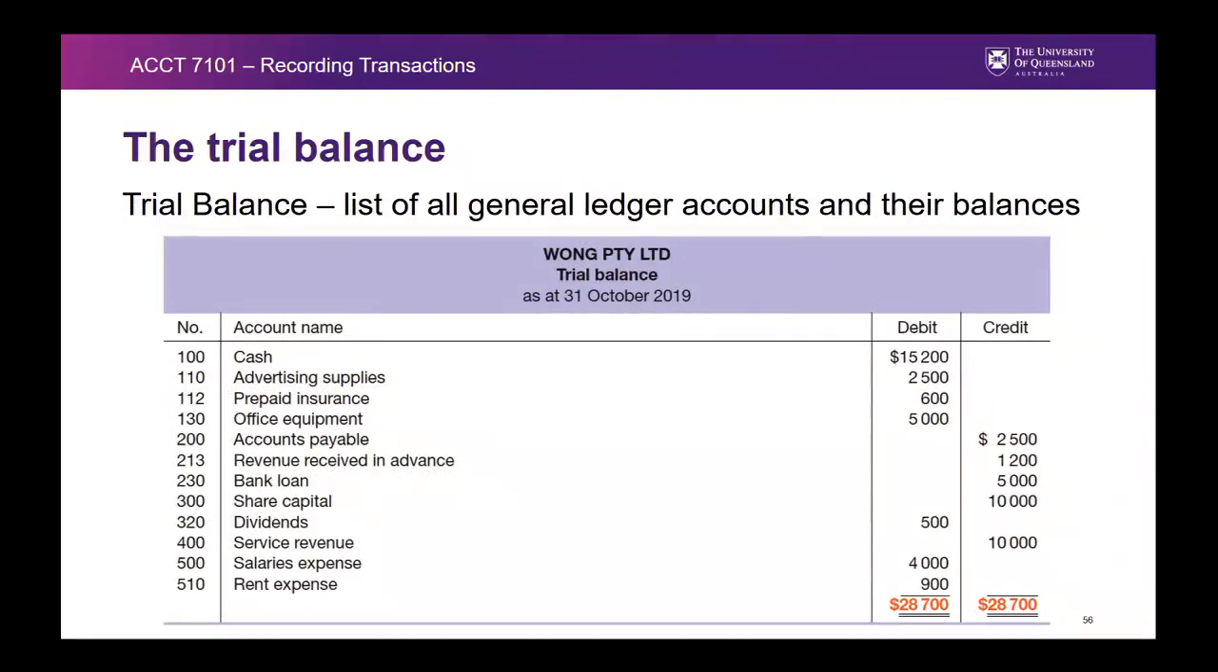Is that we've got, there's just the account number and the account names there. And so I think by convention, the account names are listed in assets, liabilities, equity, then income, and then expenses. So we've got assets here, then liabilities, equity, then revenue and expenses there. And so we've got debits and credits.